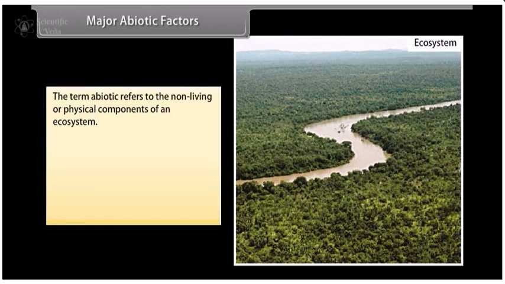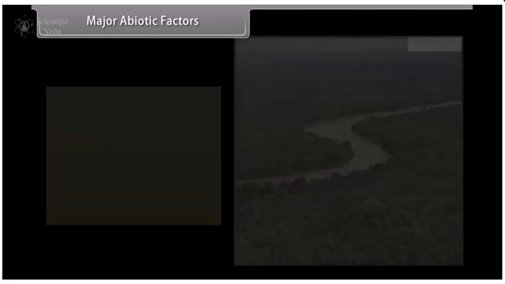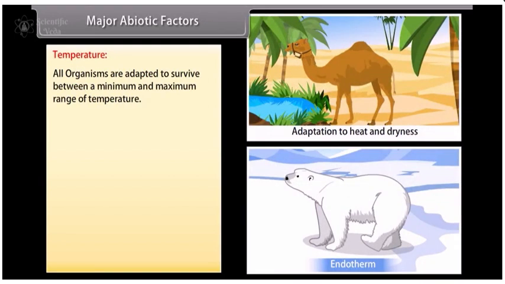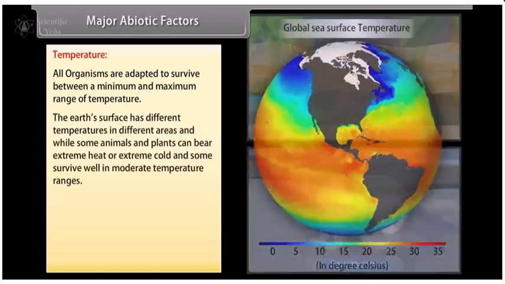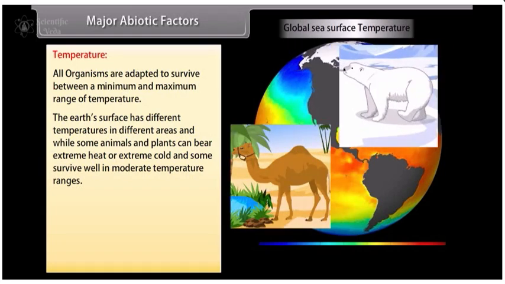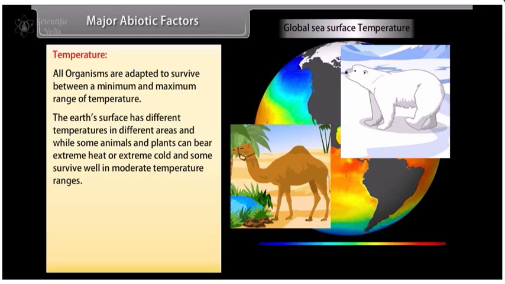Major abiotic factors. The term abiotic refers to the non-living or physical components of an ecosystem. These are temperature, water, light, soil. Temperature. All organisms are adapted to survive between a minimum and maximum range of temperature. The Earth's surface has different temperatures in different areas. While some animals and plants can bear extreme heat or extreme cold, some survive well in moderate temperature ranges.